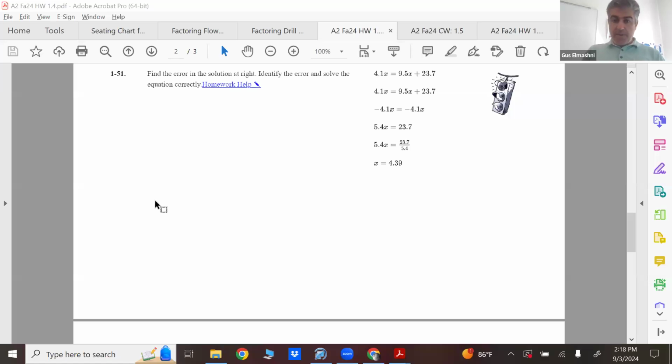Okay, what's the error here? I don't know. First, I'm looking at this problem. Yeah, so it seems like it should be negative 5.4x. I personally would probably subtract both sides by 9.5. That would have been a better approach. It should have been that. So it should be negative. So yeah, that's all.